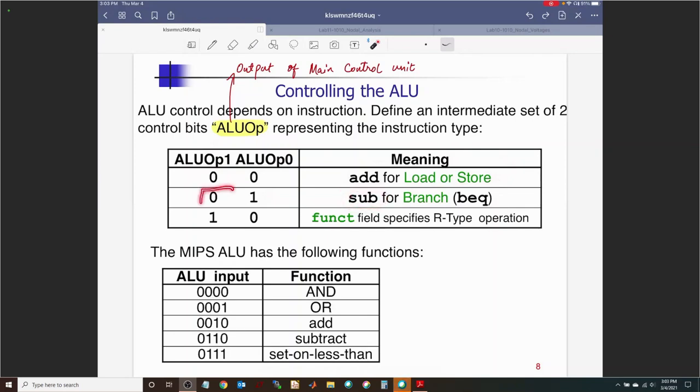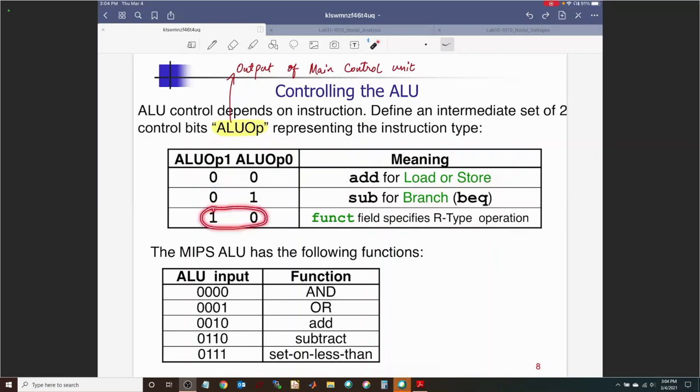So that's why we have this different intermediate signal to indicate to the ALU that, okay, you're not doing a subtraction as an R-type instruction. You're doing this subtraction for the branch when equal instruction. And if that leads to a 0 result, we would appropriately compute the branch address by updating the PC accordingly. Now, when the ALU op code, the most significant bit is 1 and the least significant is 0, then we are going to be looking at the function field that specifies the R-type operation.